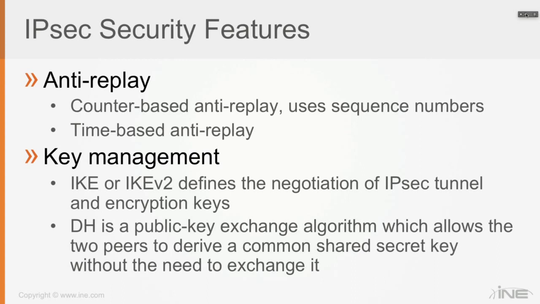And within IKE or IKEv2, we have another algorithm, a private-public key algorithm, the Diffie-Hellman algorithm, which is the magic protocol. We're going to speak about it briefly. It is the magic asymmetric algorithm which allows the two VPN peers to derive a common shared secret key without the need to exchange it.